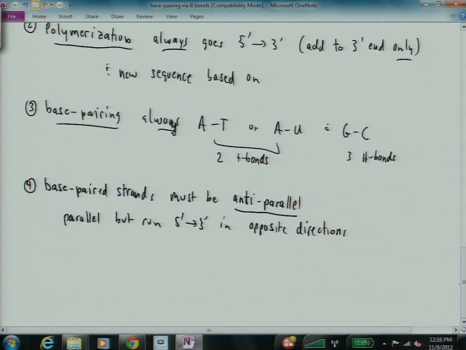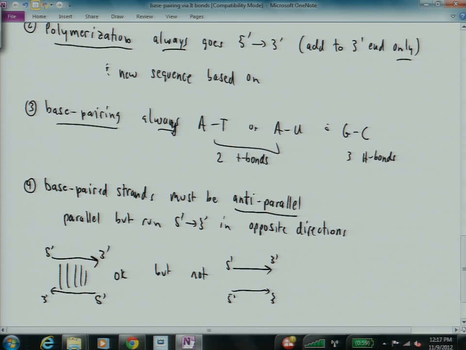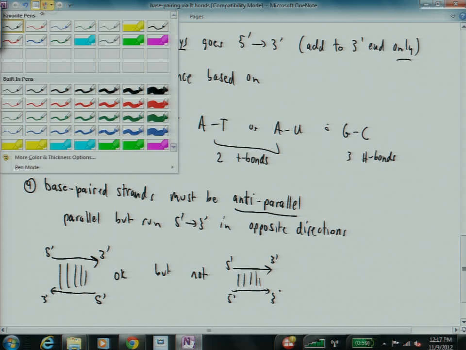So, for example, 5 prime, and we'll usually write them with an arrow going that way because that's the way the strand would be made, 5 prime to 3 prime. This would be okay. This is okay, but not 5 prime to 3 prime. All right. So this guy, never. You can never find that. All right.